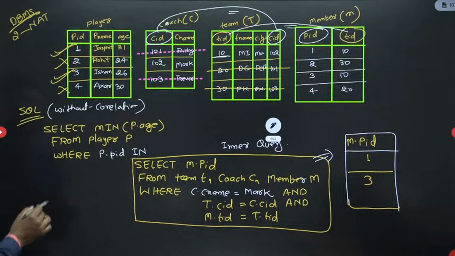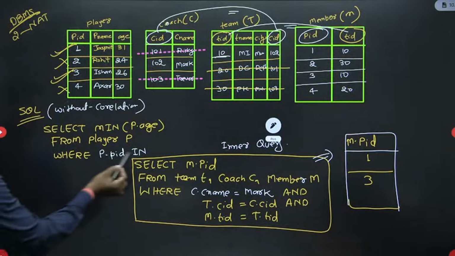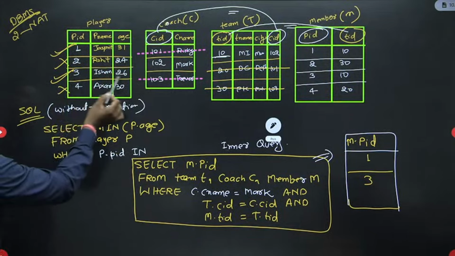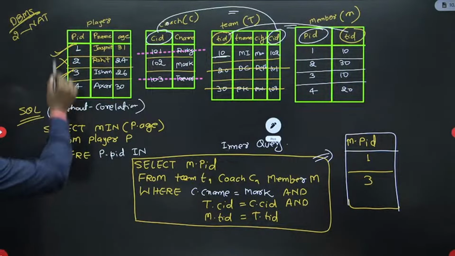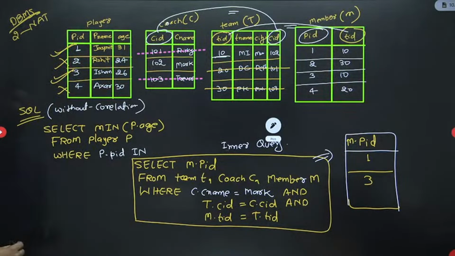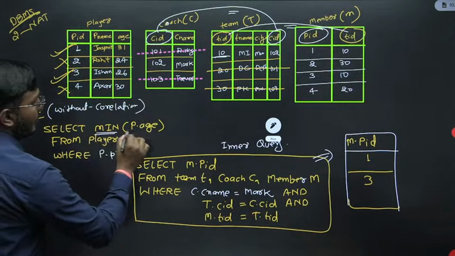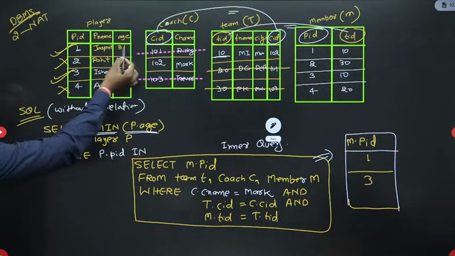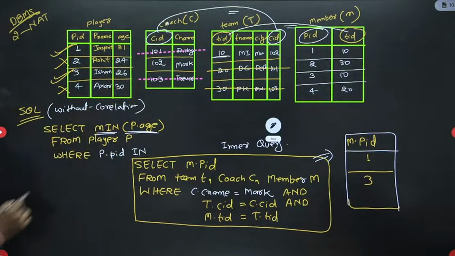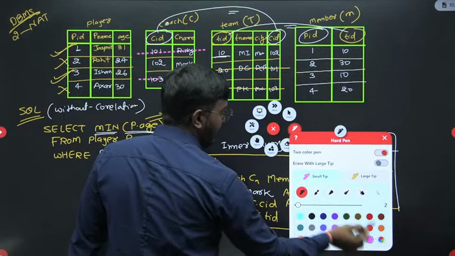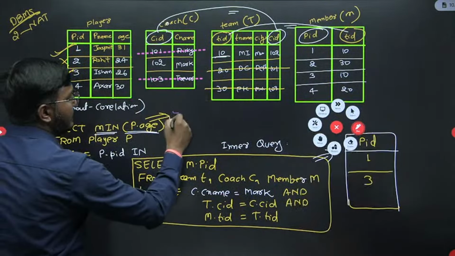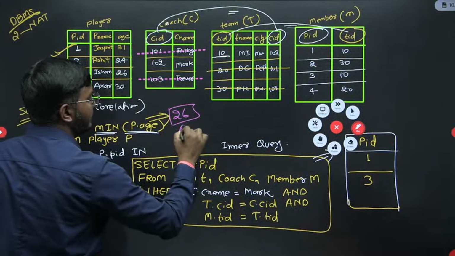So after this where condition on the outer relation, we got only 2 records. The first is Jasprit, 31, and the second is Ishan, 26. Getting my point? Now out of these 2 records, find the minimum age. From the selected records, the minimum age is 26. So it will result in 26. 26 is the answer.